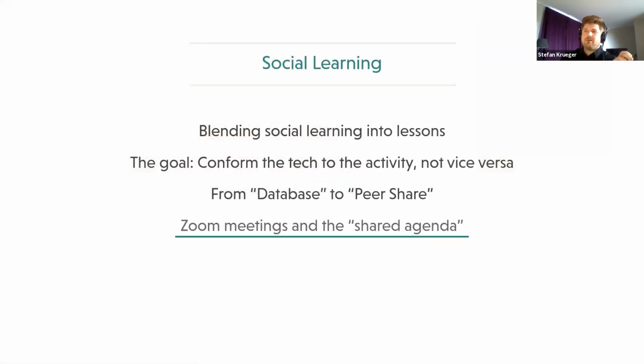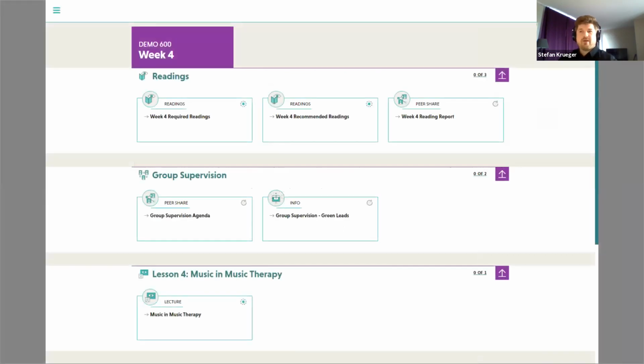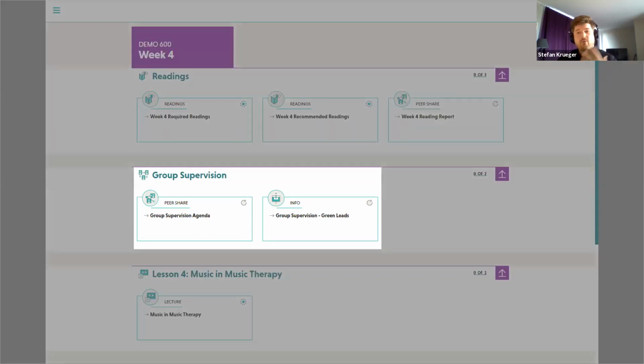So another aspect of social learning is that there was supervision. That needed to be done synchronously, live over Zoom sessions. And so here's an example of how we integrated that into the platform. For the courses that had supervision within that week, we always had a section for that. The second component there, if they clicked on that, actually had the time and the link to the Zoom event, so they could just click and join the meeting very easily.